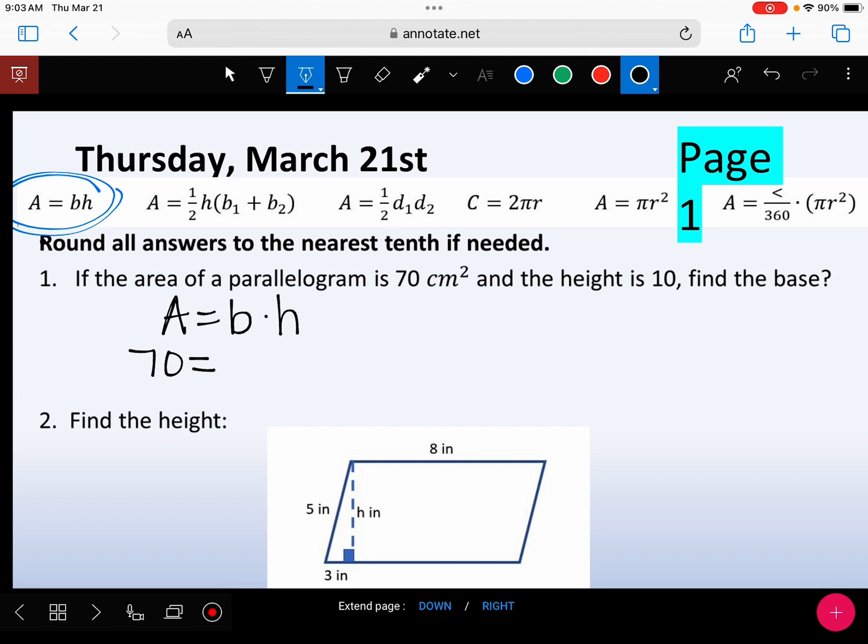And it says the height is 10. And they want us to find the base. So B times 10. So we have to solve this equation for the base.